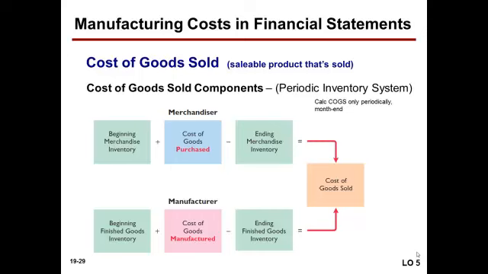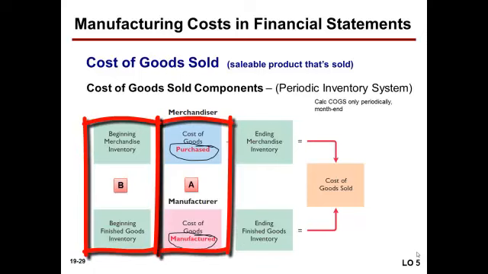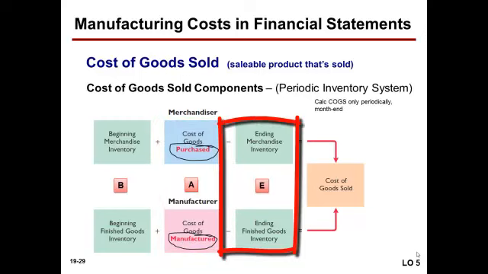Under a periodic inventory system, that just simply means that we calculate cost of goods sold only periodically at month end. The merchandiser purchases their finished goods. The manufacturer makes the goods that they sell. Effectively, the merchandiser is buying from the manufacturer. In these components, though, we see both have a beginning inventory, both have additions to that beginning inventory, and both assign values to ending inventory. If we subtract out that ending inventory value, we'll arrive at a cost of goods sold.